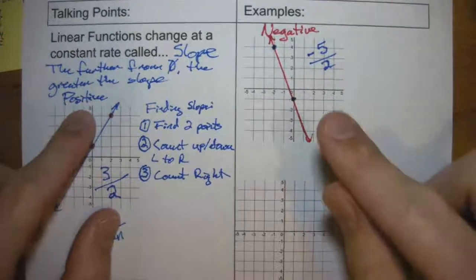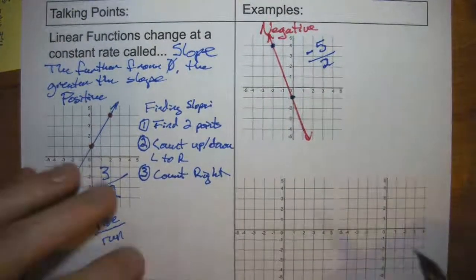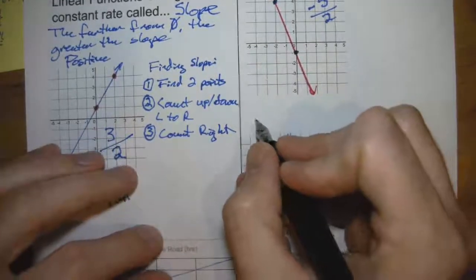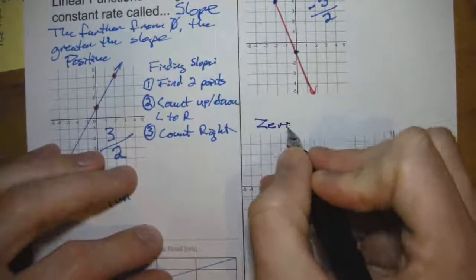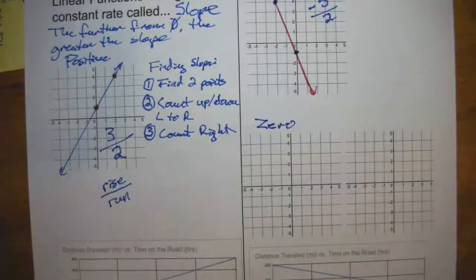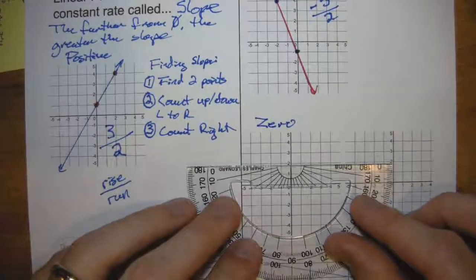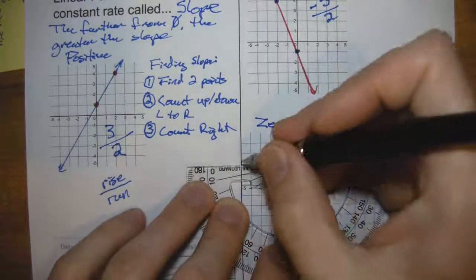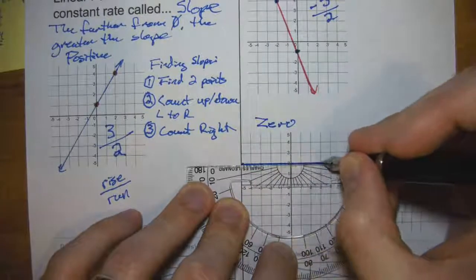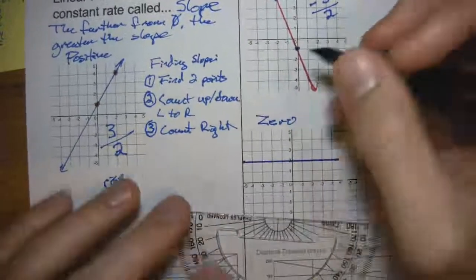So if we can have positive slopes and negative slopes, we can also have something that we call zero slope. All right, and here's what these look like. Again, let me grab my straight edge here so it's a little easier to see. Let's pick a line here. We'll pick this one. All right, zero slope occurs when our line is horizontal.